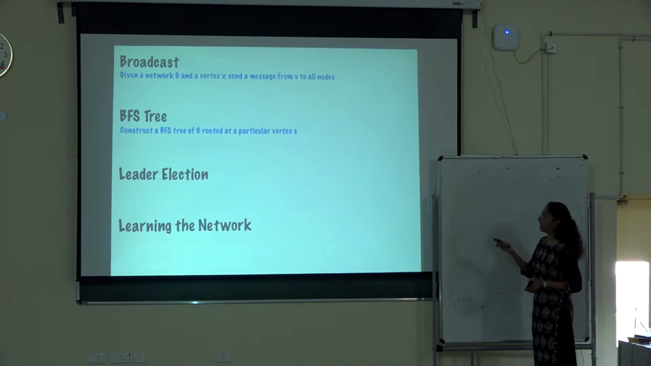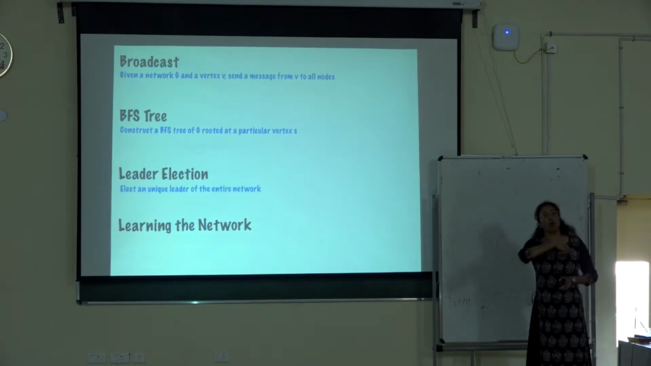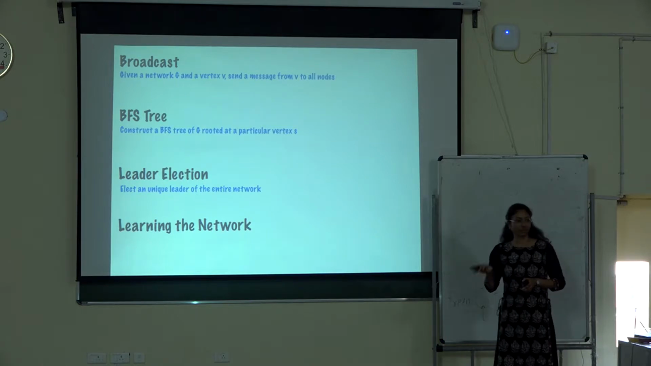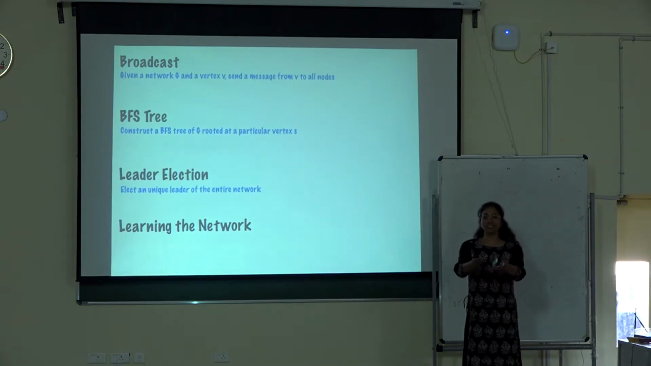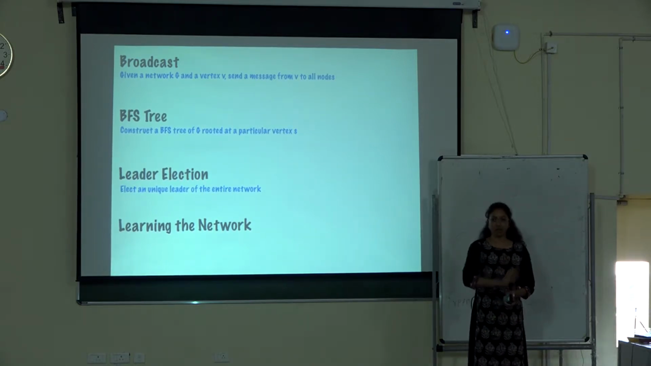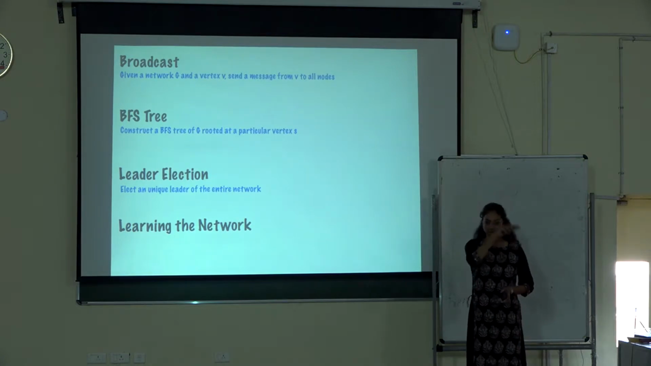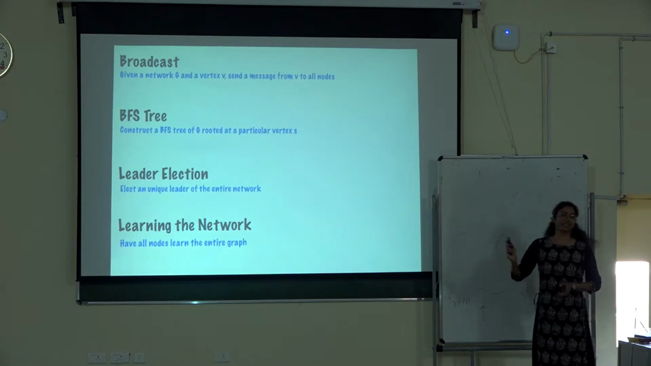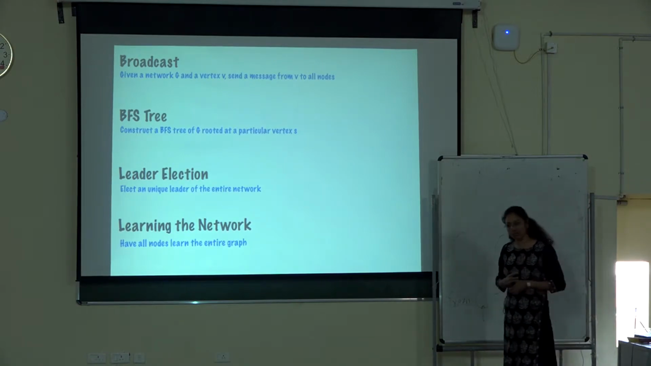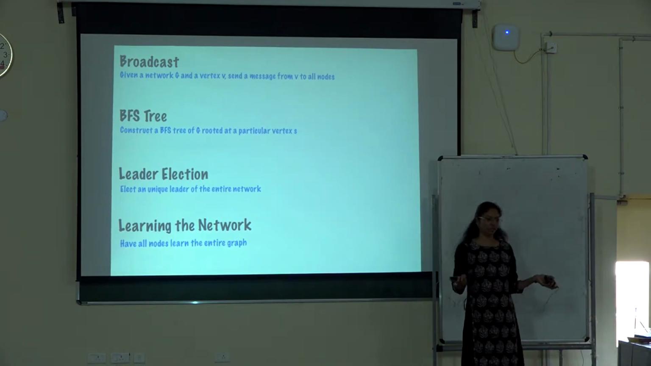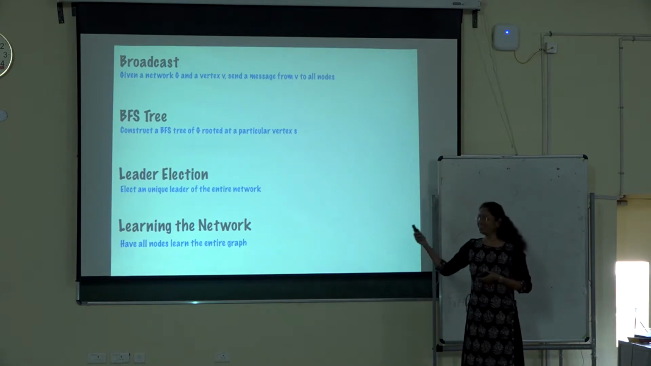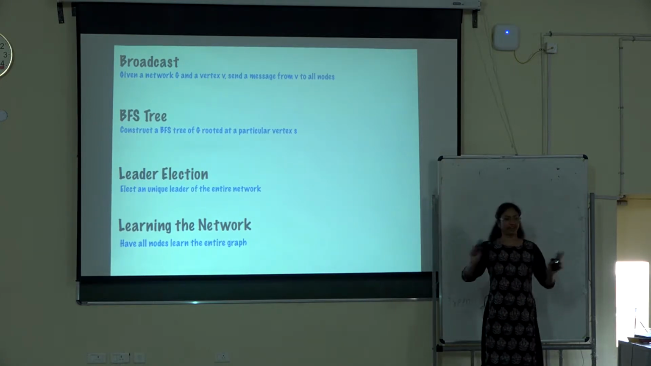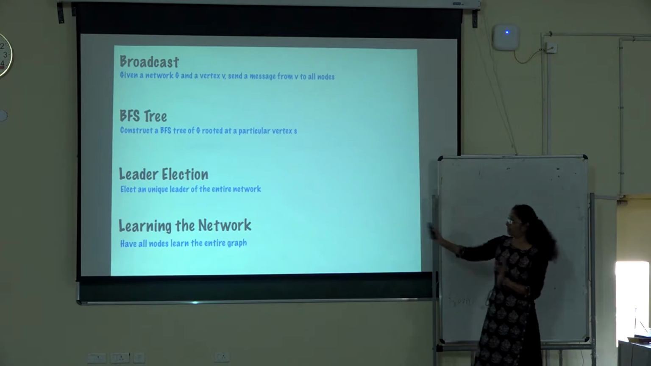Okay? Next, leader election. Among all of us, at the end of the computation, we want to arrive at a consensus that this person is the leader, a unique leader. All of us should know the unique leader among us. That's the leader election. And learning the network. So all of us only have local information, but we want to know the entire information, the whole information. That is called learning the network. Have all nodes learn the entire graph. Okay? These are the fundamental problems.